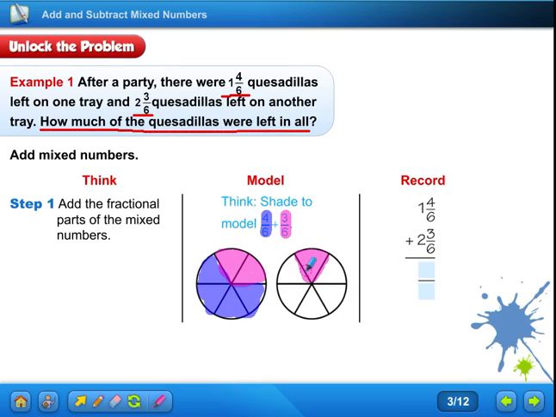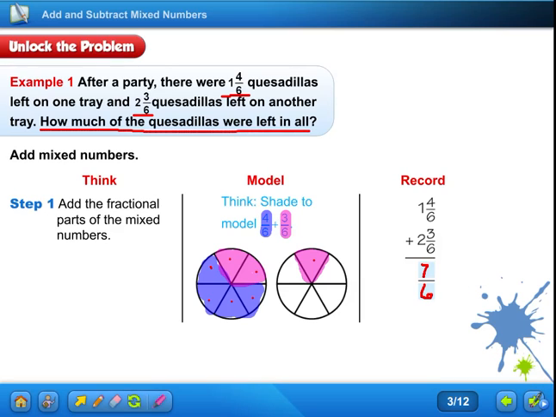How many total pieces did I shade? 1, 2, 3, 4, 5, 6, 7. 7 out of how many pieces were there? 6. So that is an improper fraction, or a fraction greater than 1. All right, so far we just did the fraction part.